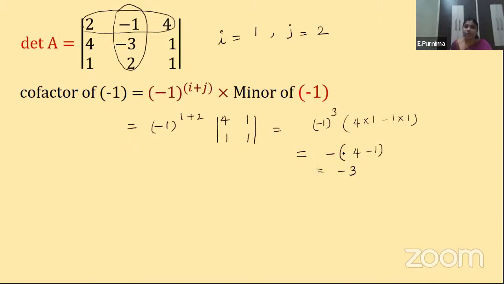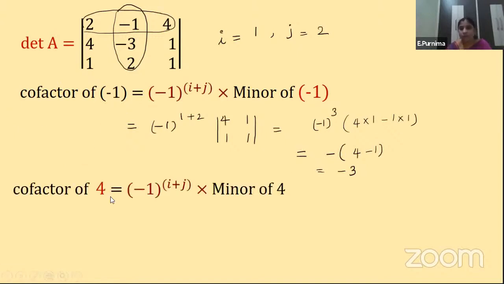Clear? So the cofactor of minus 1, how did you get it? We got minus 3. Next, we are trying to find the cofactor of the other element, 4. What is the cofactor of 4, children? Minus 1 to the power of i plus j into the minor of 4.